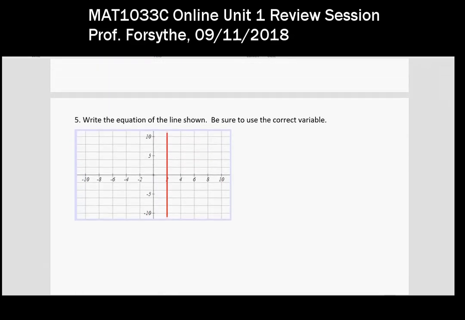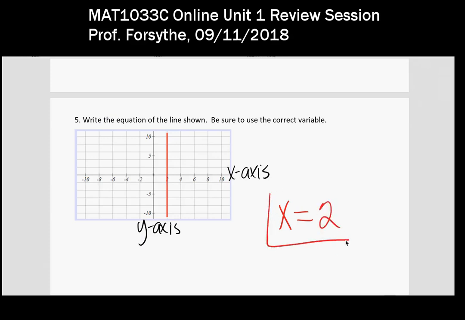Okay, number 5. Write the equation of the line shown. Be sure to use the correct variable. So this is a coordinate plane. So remember, this is your x-axis, and this is your y-axis. Okay? So the red line is what we're writing our equation for. So the red line is crossing the x-axis. So that means it's going to be x equals. And at what value is it crossing the x-axis? At 2. So the equation is x equals 2.